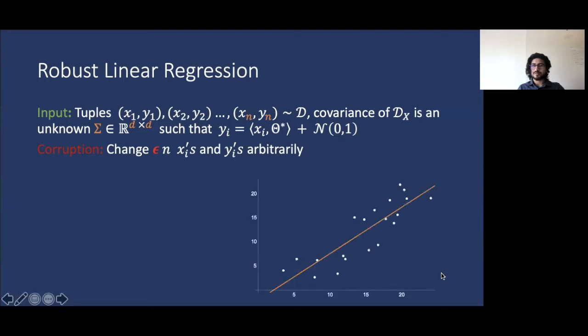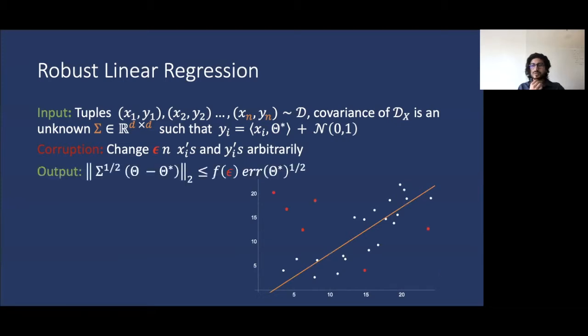The picture now looks something like this. As before, we have these true data points sampled from a distribution in white, and then the adversary comes along and adds these points in red. Our goal is to still output a hyperplane that is close to the optimal hyperplane for the uncorrupted points.